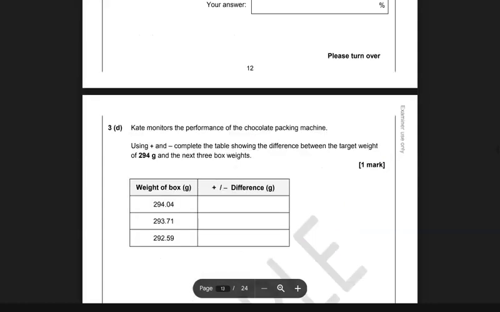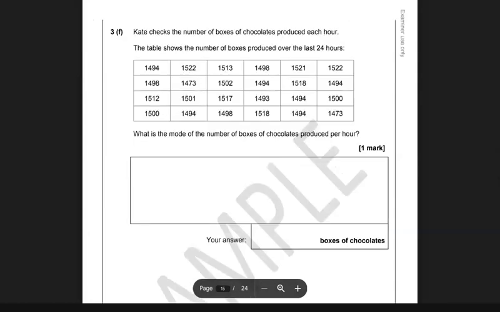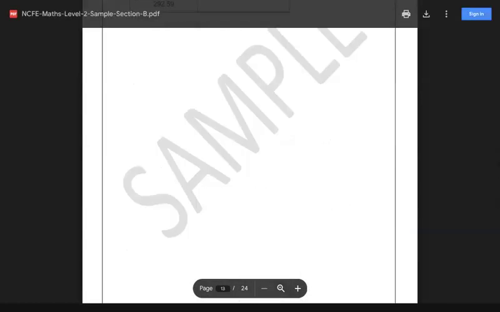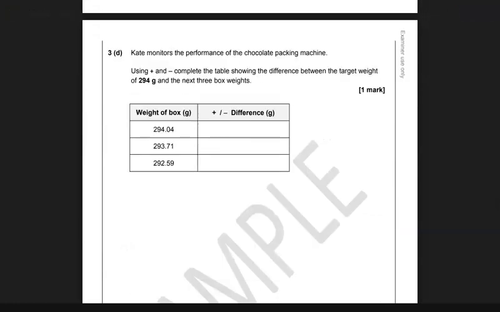So the final one now. The final question: Kate monitors the performance of the chocolate packing machine. Use plus or minus to complete the table showing the difference between the target weight of 294 and the weights of the next 3 boxes.